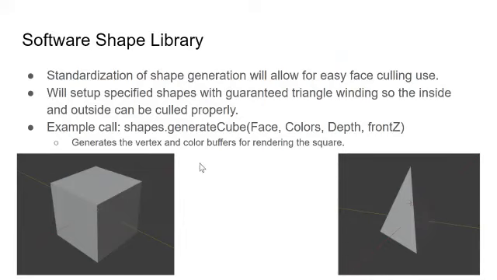So the standardization of the shape generation would allow for easy face culling use, because it would ensure that as the triangles are written, they are wound in the same direction depending on if they're on the outside or inside. And an example call looks something like this, where you'd call for a generate cube. You'd specify the face corners, 4 corners for the front face, maybe the colors, the depth, and then which direction is the front. So whether the outside would be counterclockwise or if the inside would be counterclockwise.